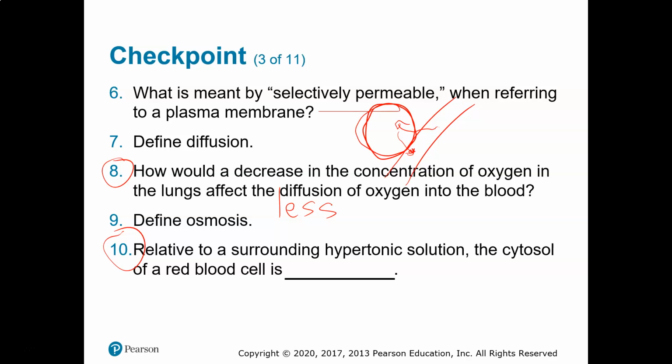Number 10: relative to a surrounding hypertonic solution, the cytosol of a red blood cell would be hypotonic. The fluid inside the red blood cell would be hypotonic in comparison to a hypertonic solution.